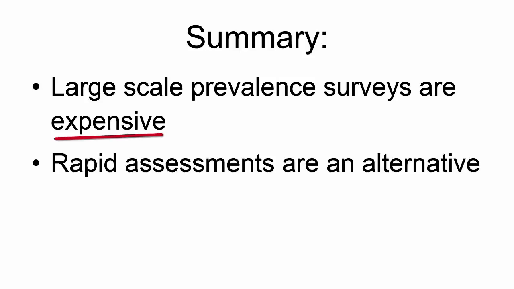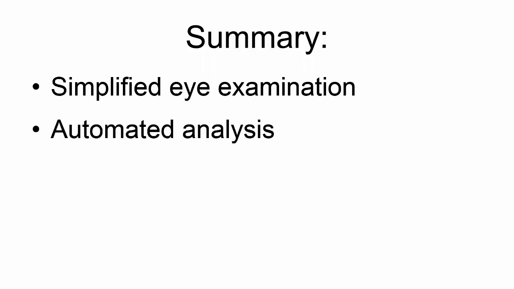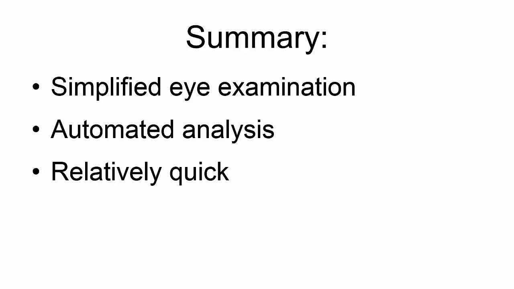So to summarise, while large-scale detailed ophthalmic prevalence surveys provide rich information on different eye conditions, they are prohibitively expensive in most places. Rapid survey methodologies provide an alternative. These surveys typically use simplified eye examination techniques, which means they can use local staff and resources, although this does limit the level of detail that can be collected about some eye conditions, and that needs to be taken into consideration. The analysis of the data is automated, so that results are provided quickly, and the surveys in total are undertaken in a relatively short amount of time.